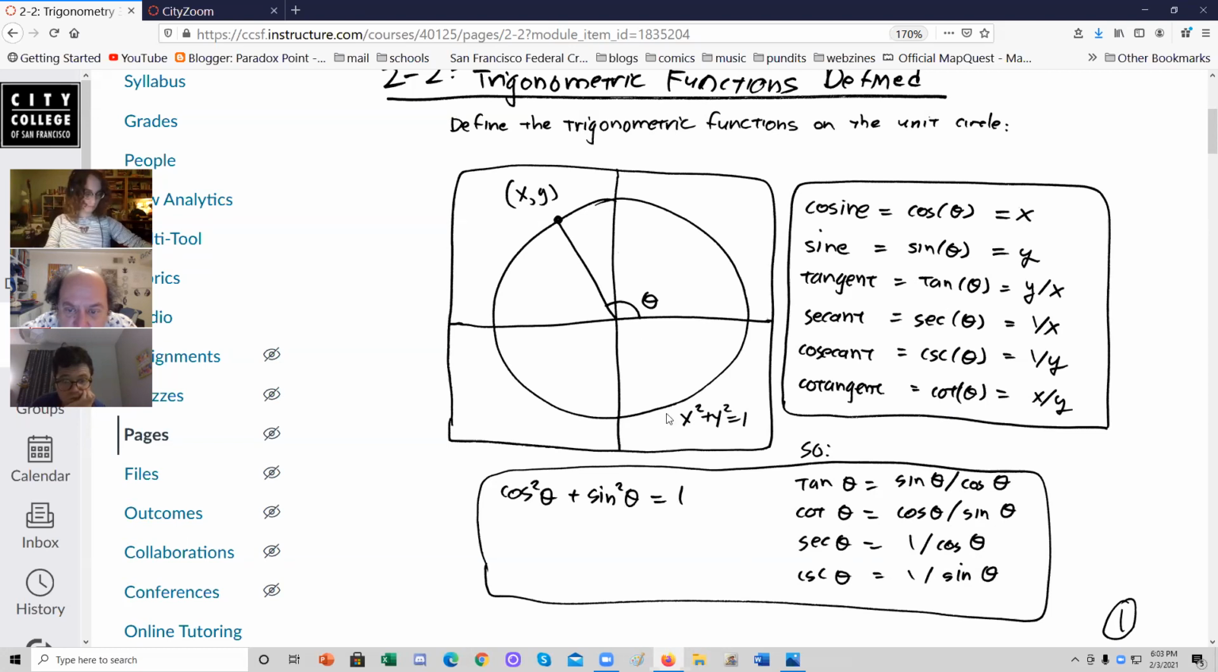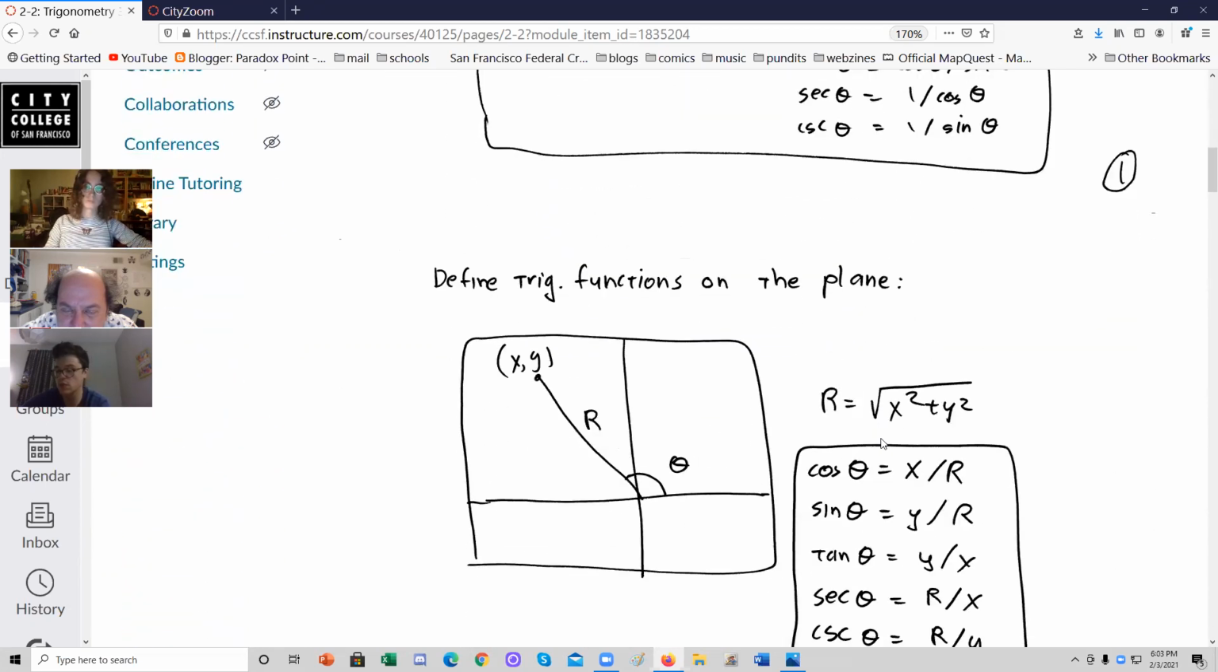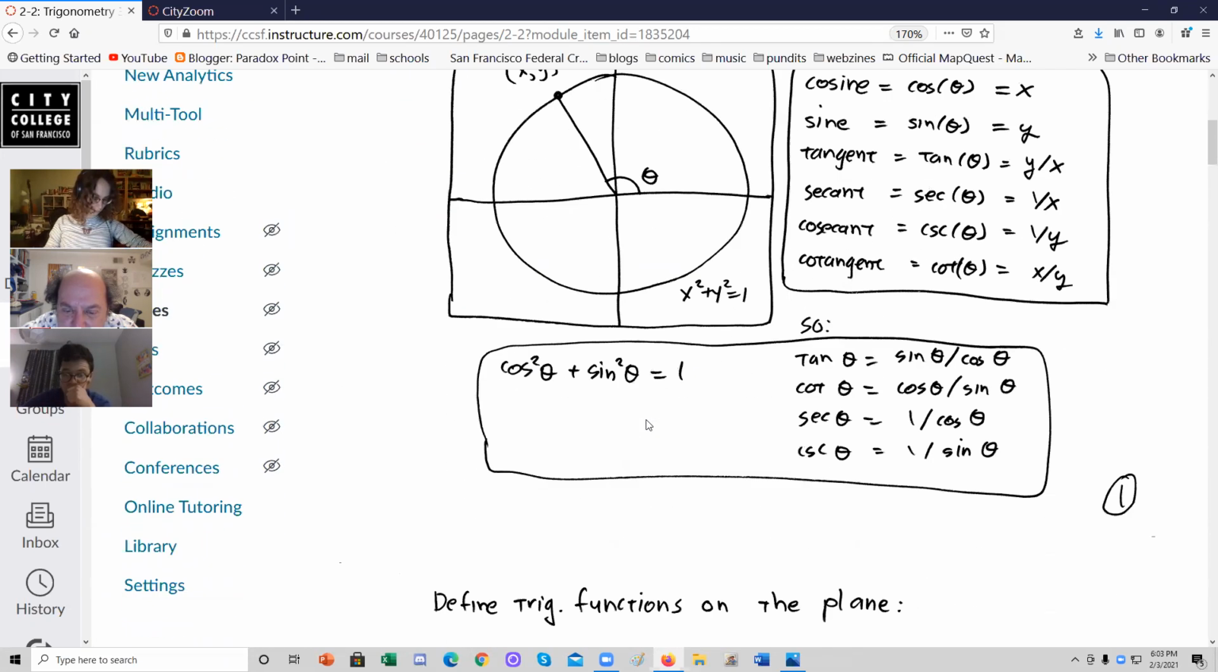Also, because x, y is on the circle x squared plus y squared equals 1, and x is cosine and y is sine, then the square of the cosine plus the square of the sine equals 1 for any theta. We write it this way, cos squared theta plus sine squared theta. I guess we could put parentheses around cos theta and square that, and around sine theta and square that. But someone somewhere along the line got lazy and didn't want to write all those parentheses, so we have it in this form. Now this defines trig functions via the unit circle.